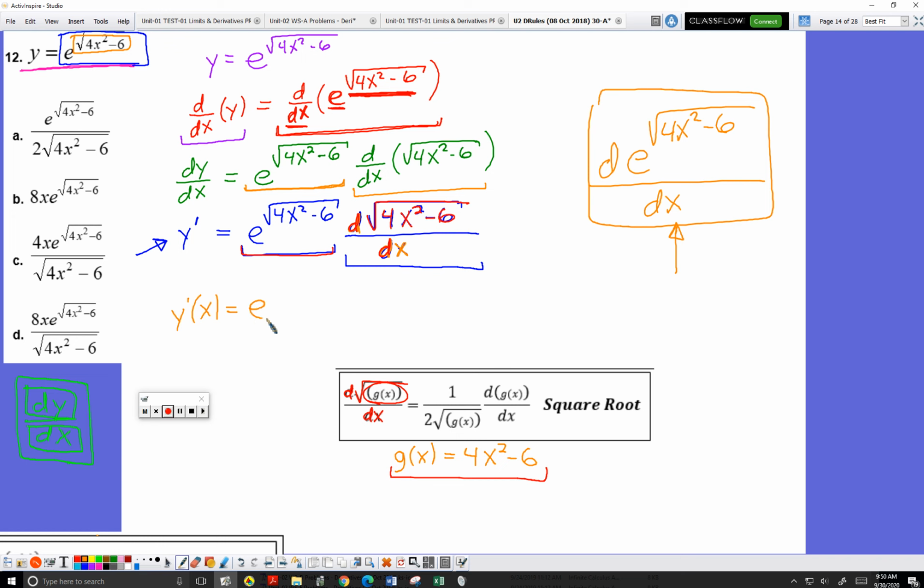E to the square root of 4x squared minus 6. Now we do exactly what Nick said. We make our replacement right here. So I write 1 over, I'm going to make sure these are multiplying, so just be careful here. Multiply 1 over 2 times square root of g, then multiply by d over dx of g.